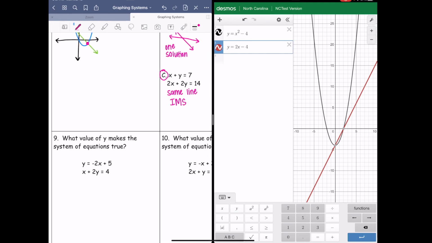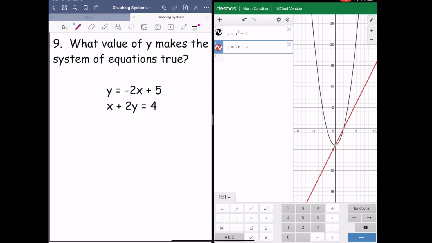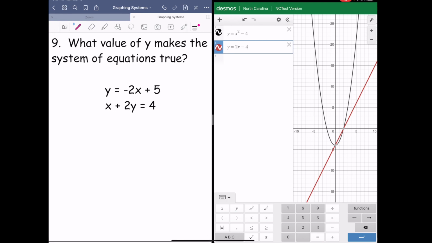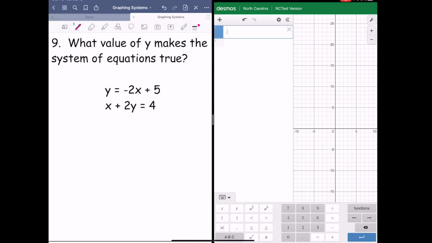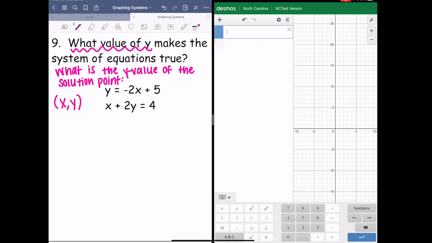And numbers 9 and 10. All right, 9 says what value of y makes the system of equations true? So this is asking what is the y value of the solution. The y value of the solution point is just, if you look at your solution, x, y, we're just looking for the y value.